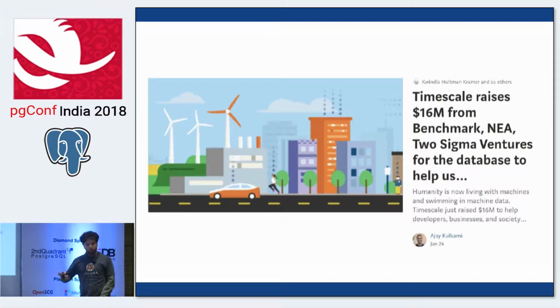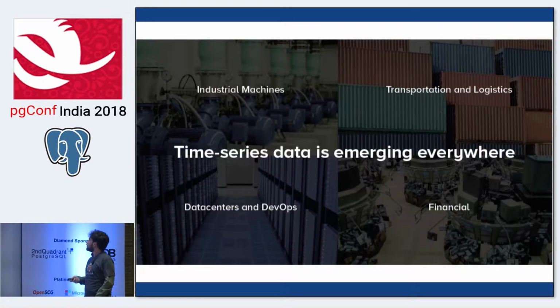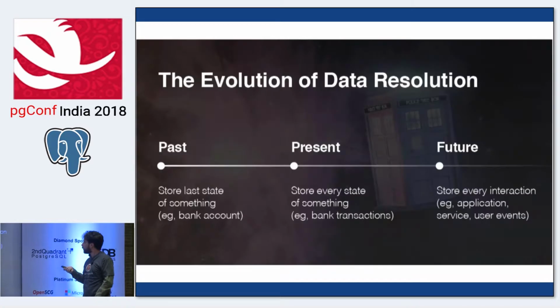So in truth, we are a database that recently got funding, about $16 million. And that funding, we got it because time series data is starting to emerge everywhere. These are just some of the verticals where we are seeing it emerge: industrial machines, transportation, data center ops, and financial. And the question is why?